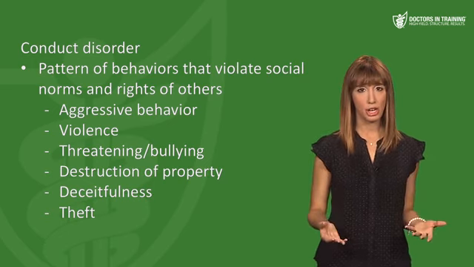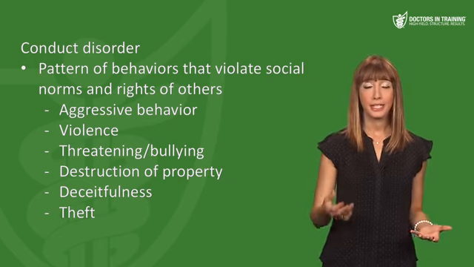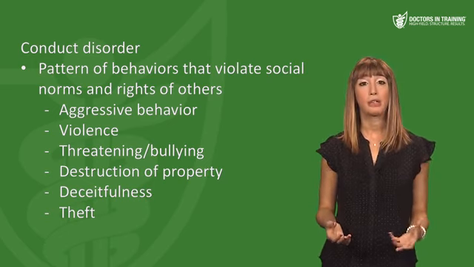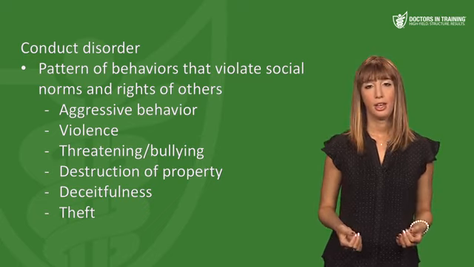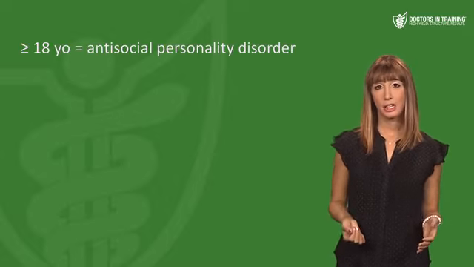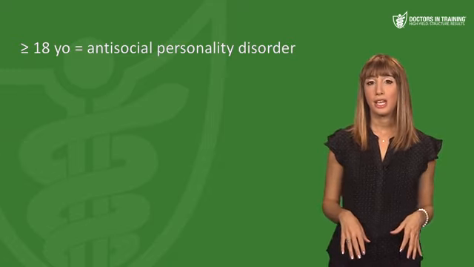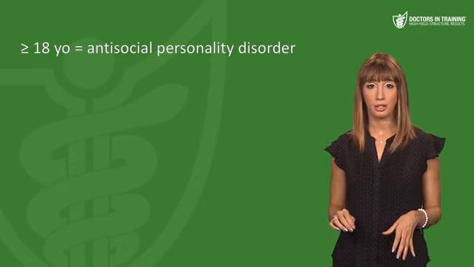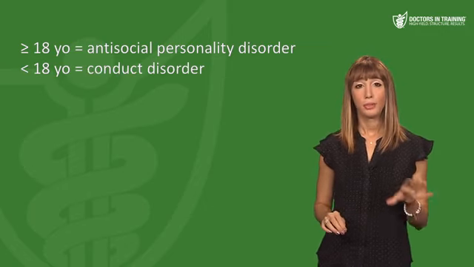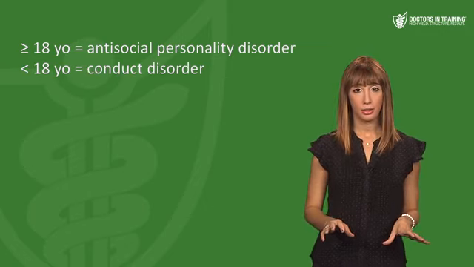So if they give you a patient that's torturing animals and is disregarding the rights of others, think about conduct disorder. The only major difference between conduct disorder and antisocial personality disorder is the age of the patient. Antisocial personality disorder can't be diagnosed until the age of 18, although those individuals do start out with conduct disorder as teenagers. So before 18, we call it conduct disorder.